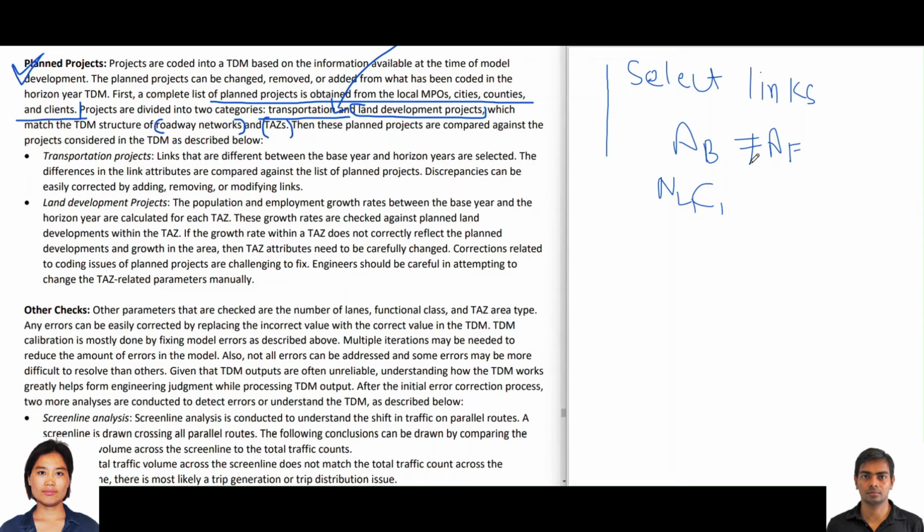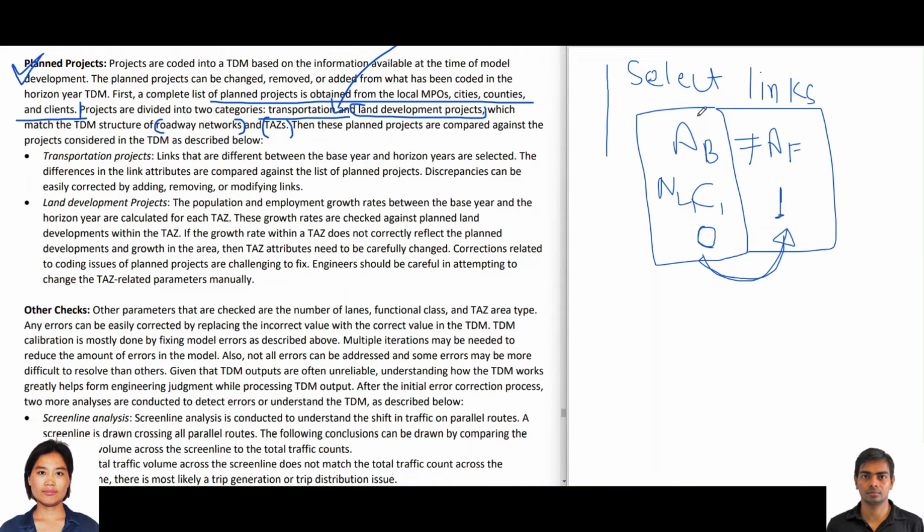So if a link attribute has changed between the base year and future year, let's say link does not exist in base year, which is 0, and link does exist in future year, which is 1, then what it means is there are some projects that are planned to improve this link or remove this link. So it means we must have an accounting for where this link change is coming from. So it can go in two ways.